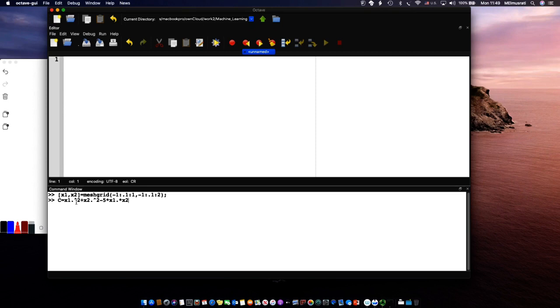Let me see the function. Plus 5 times x1, minus 3 times x2, and plus 5. Now this is the cost function c. Now we want to see how it will look, so we put it like surface of x1, x2 and c.